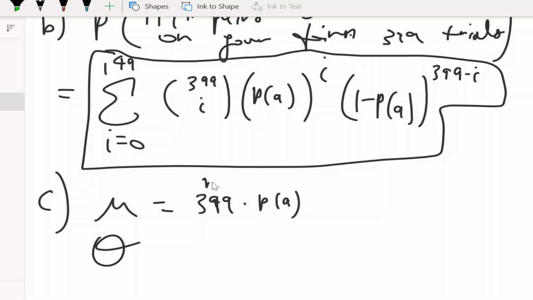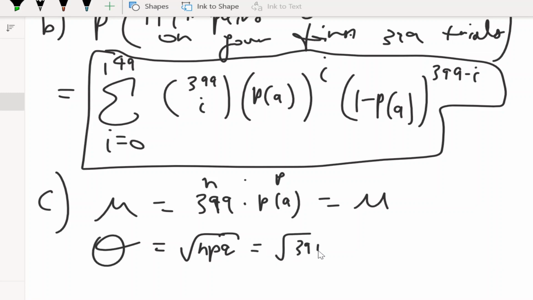So remember, mu is equal to np. Sorry, I forgot to say that. So that's n and that's p. So whatever this is, we'll just call it mu because I don't want to write all that. Okay, cool. Sigma is equal to root npq, which is equal to root 399 times P of A times P of A complement. Once again, I don't want to write all that, so I'm just writing sigma. Okay, cool.